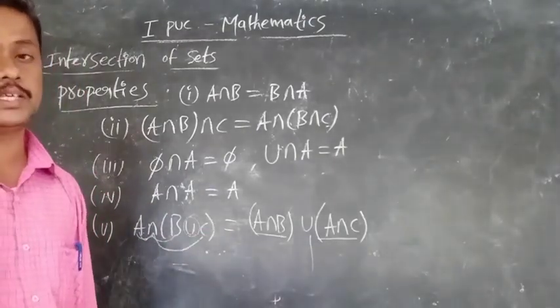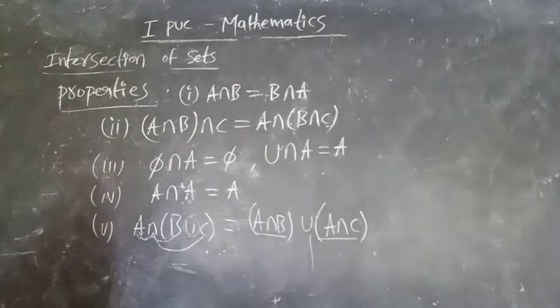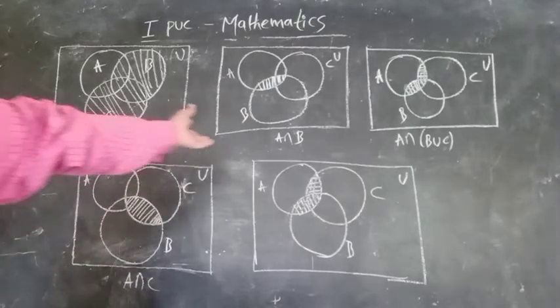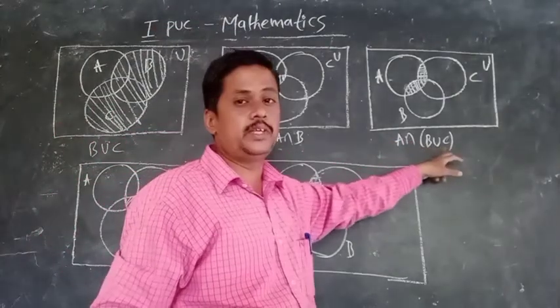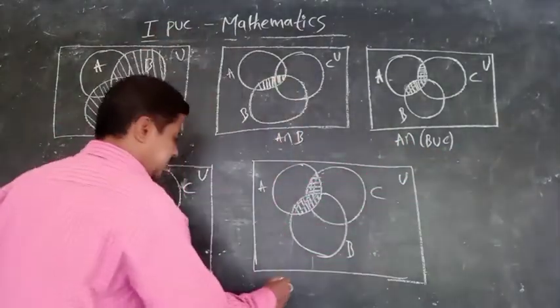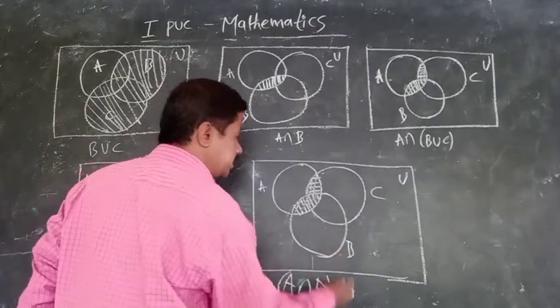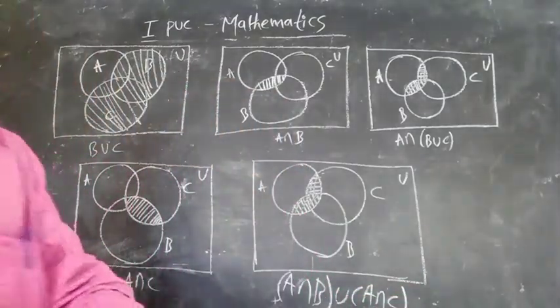Another distributive law is there. Okay, so I will tell some Venn diagram related to this distributive law. The textbook has given it here. See, my dear students, these are some Venn diagrams in order to prove that A intersection (B union C) is equal to (A intersection B) union (A intersection C).